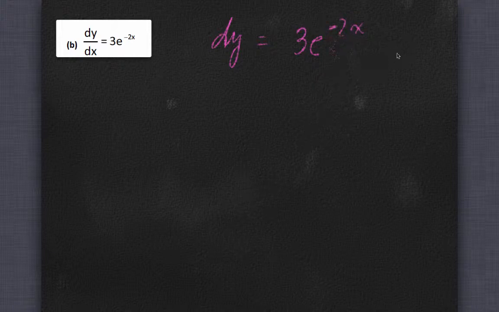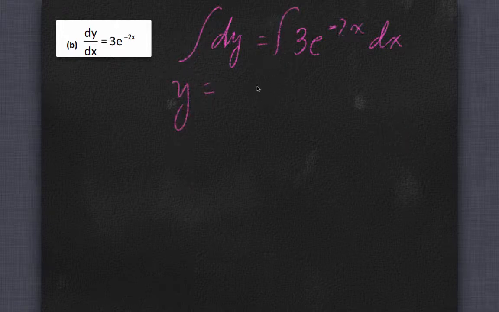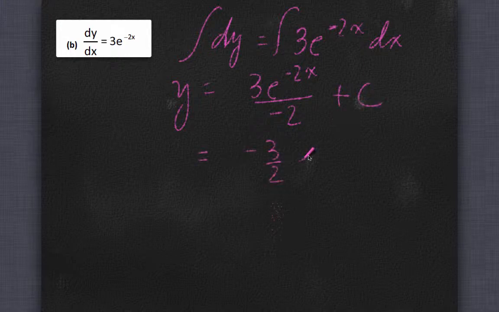So dy equals... So I've got 3 e to the minus 2x divided by minus 2 plus a constant, so minus 3 halves. And the dividing by minus 2 is because I would have multiplied by negative 2 when I took the derivative of this. It would have been e to the minus 2x times the derivative of minus 2x.